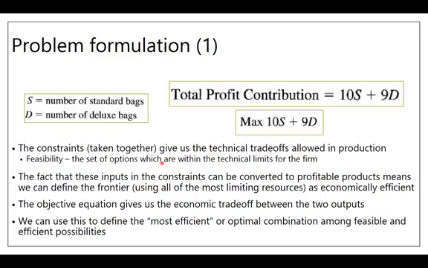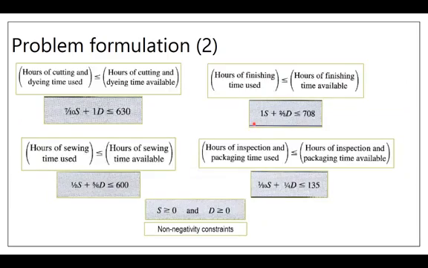The problem formulation, so if we went through and did the exact, I think still in chapter 2, here, just to represent all the things we've been doing, here's the declaration of variables, S for standard, D for deluxe. The total profit objective would be 10S plus 9D, and we're going to maximize that. And here are the 5 constraints.